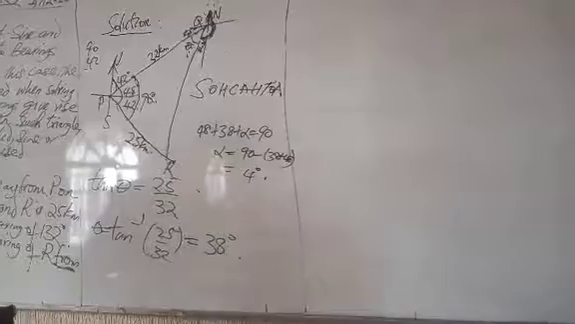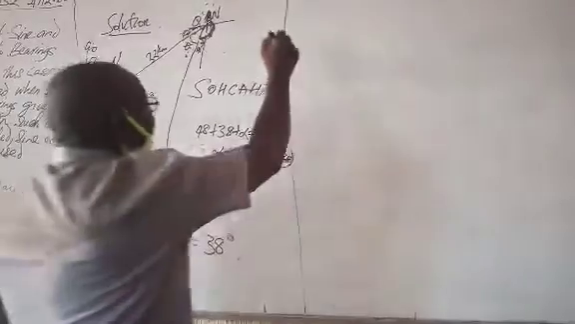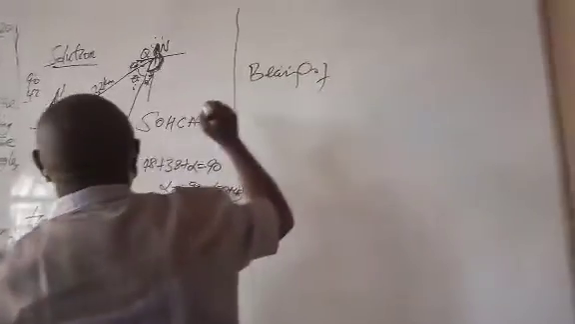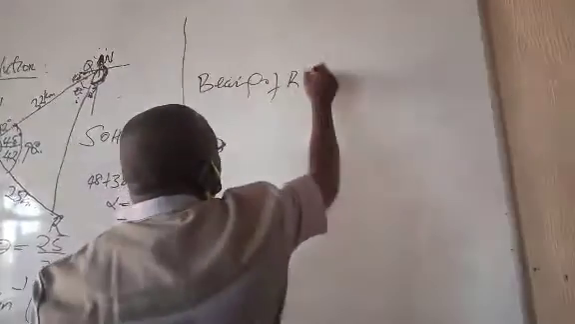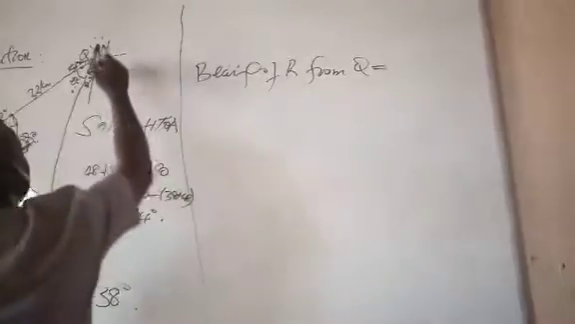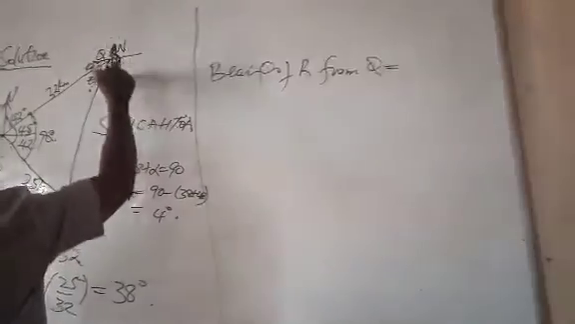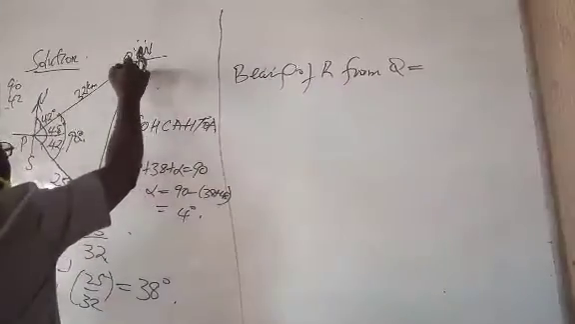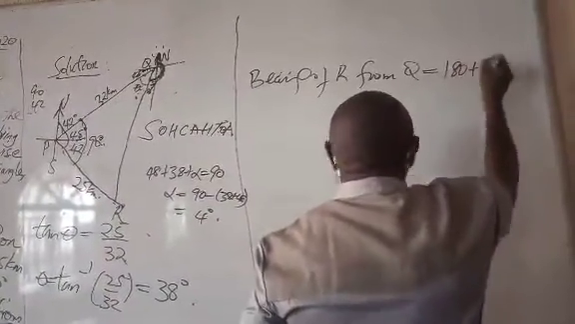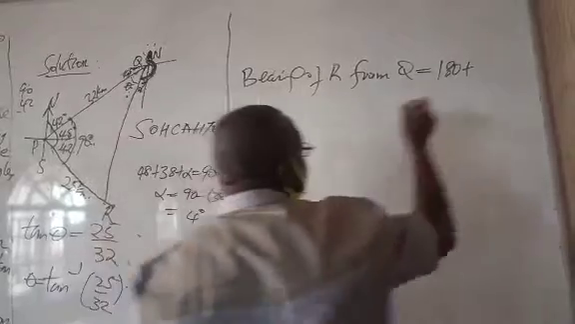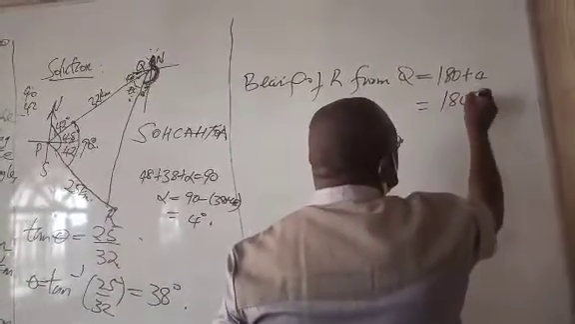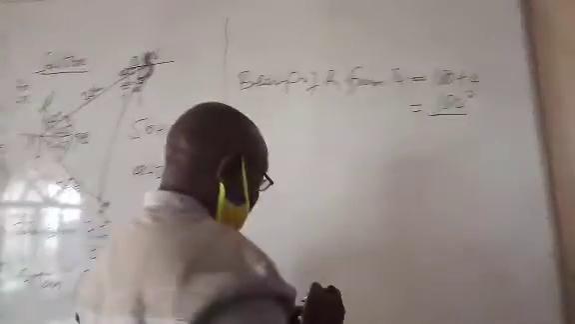So what is your answer now? The bearing of R from Q is, if you look here, from here to here is 180 plus that part, which is the 4 degrees we have calculated, and the whole will give you 184 degrees.